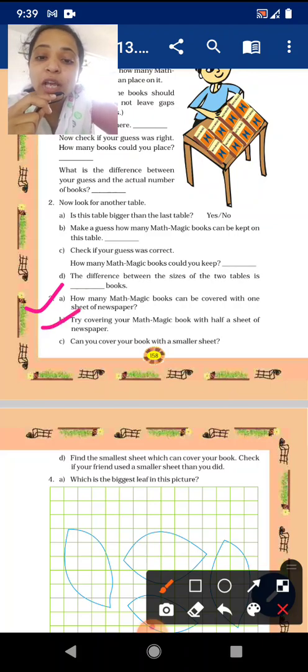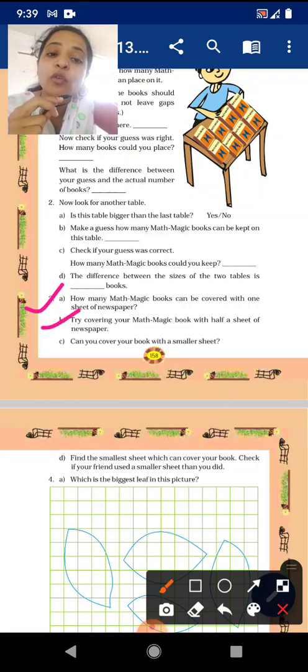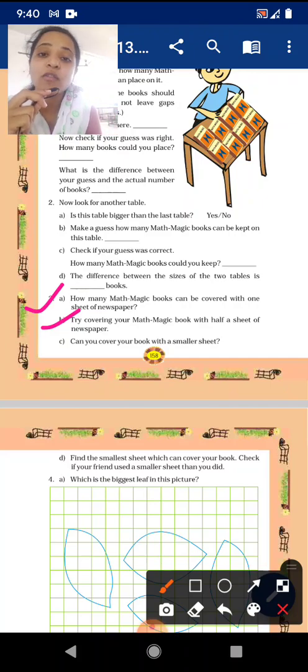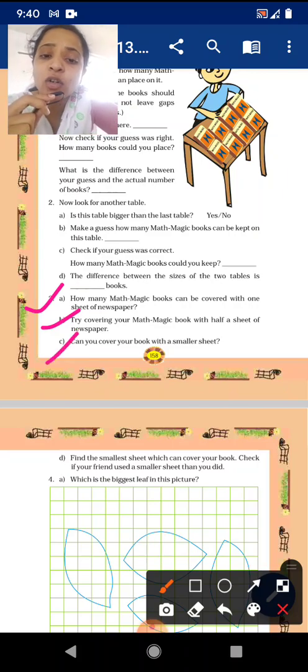Number 2, try covering your maths magic book with half a sheet of newspaper. First they told us to cover it with a full sheet, and now they are telling us to cover it with half of the sheet. So when you cover the book with half of the newspaper, then it might cover only one book, right? And the C, can you cover your book with a smaller sheet?